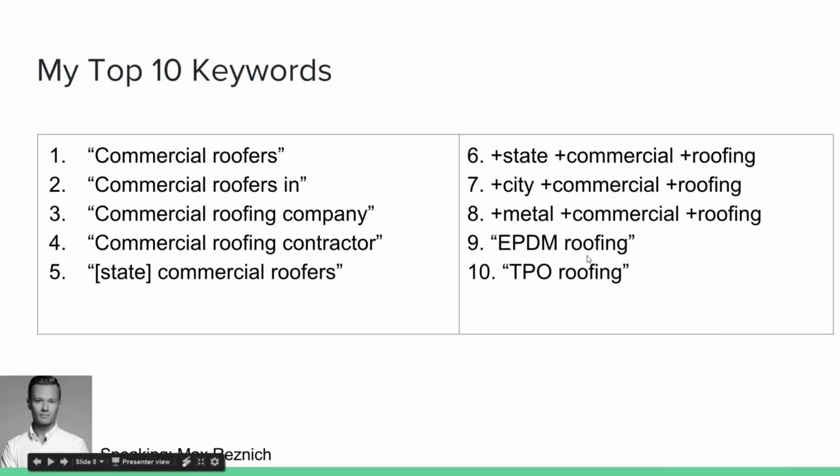Remind me later. All right, and then 9 and 10 are EPDM roofing and TPO roofing. These are actually some of my favorites because they're really, really cheap. Usually we can get these for around $4 or $5 a click. So if you get 10 TPO roofing clicks, there's bound to be 1 or 2 people in there that are going to come to your website and give you a call because they're looking for a TPO roofer. Right, so it's pretty cool.